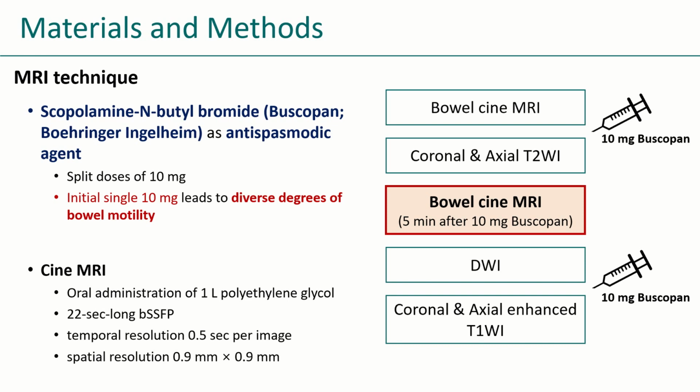To capture a diverse range of motility, we intentionally conducted Cine MRI about 5 minutes after the initial dose of Buscopan. For Cine MRI technique, we employed two-dimensional balanced turbo field echo of Philips with a temporal resolution of half a second per imaging, generating 45 images over 22 seconds.